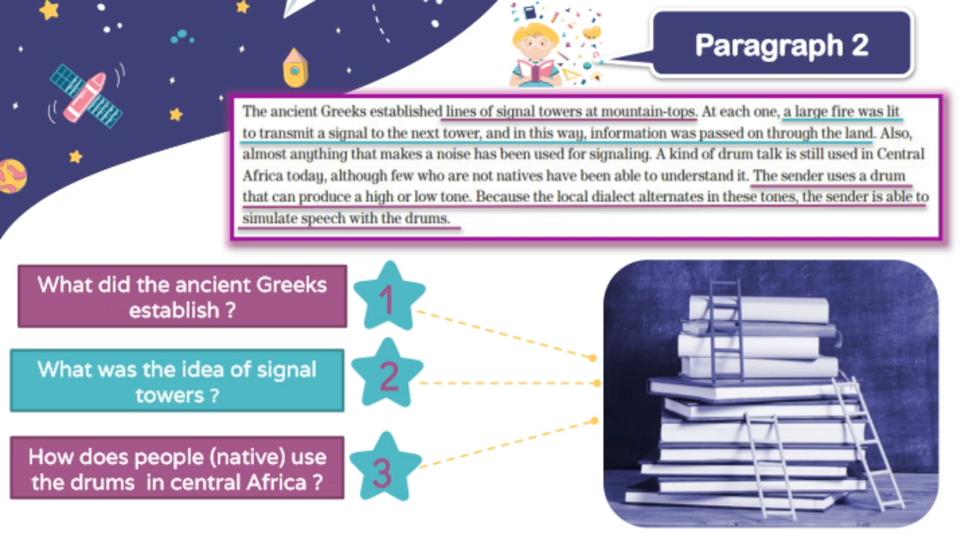They developed a system of signaling using beacons and other visual cues to coordinate military actions and public events. These innovations laid the groundwork for more sophisticated communication methods in later societies. Finally, how did native people in Central Africa use drums?